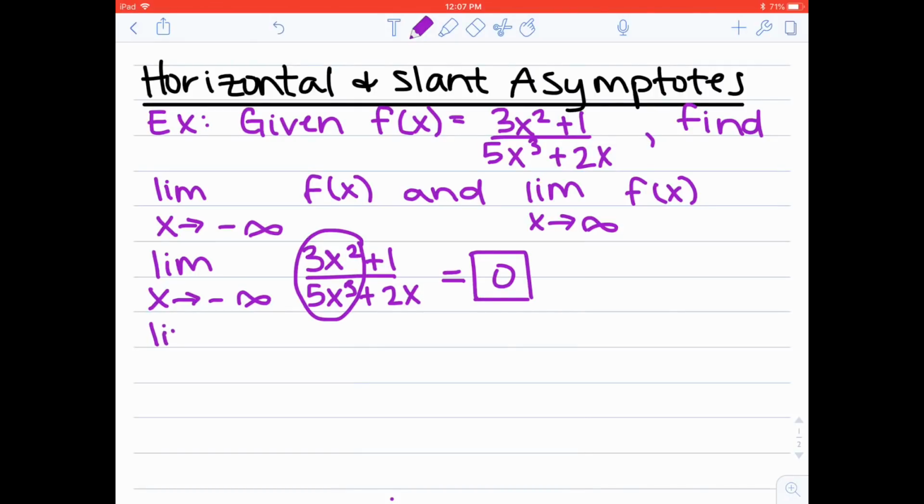And then we'll go ahead and do the limit as x approaches positive infinity.